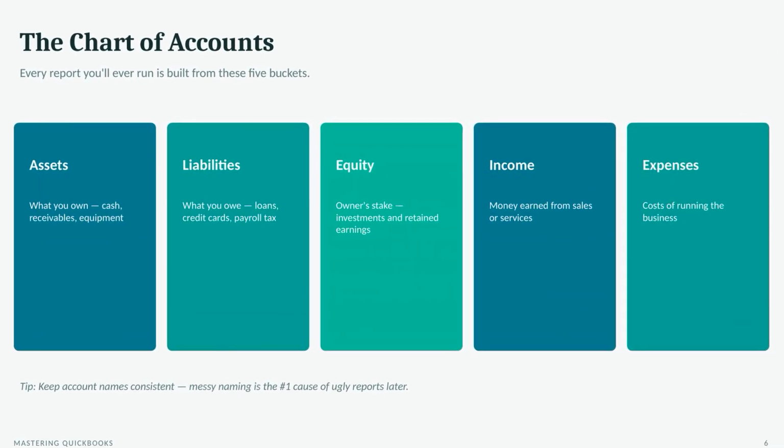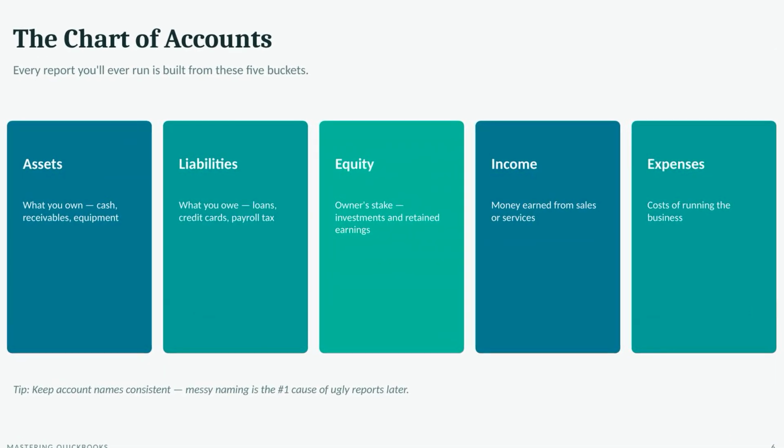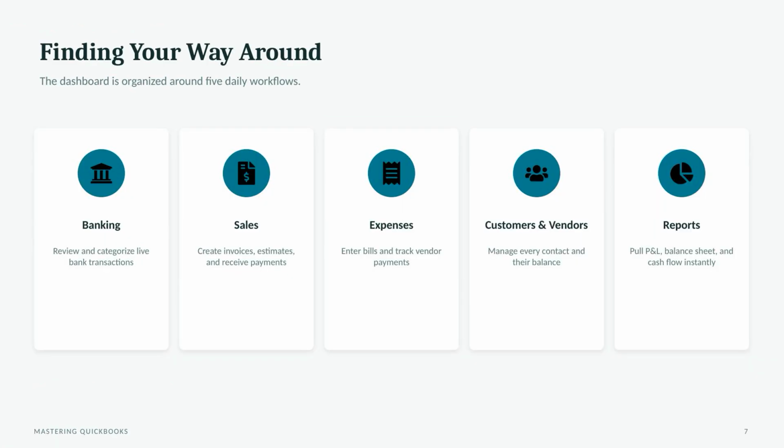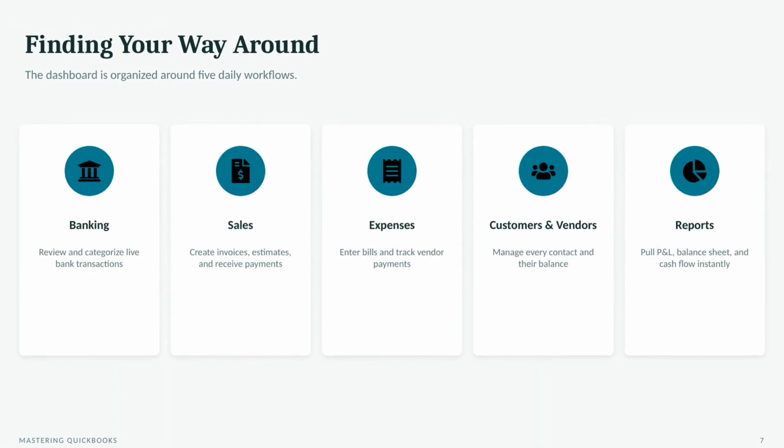Every single report you will ever run comes from 5 buckets: assets, what you own; liabilities, what you owe; equity, the owner's stake; income, money you've earned; and expenses, the cost of running the business. Keep your account names consistent, because messy naming is the #1 cause of ugly, confusing reports later.